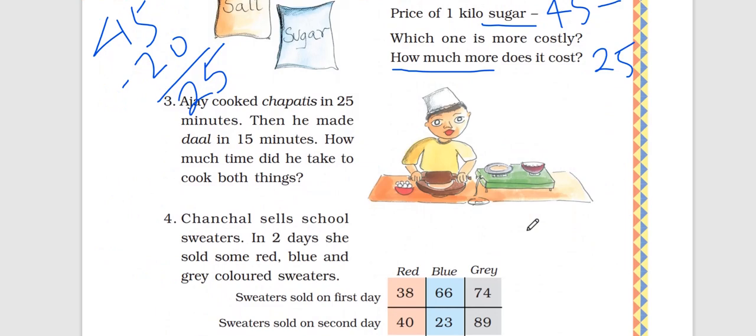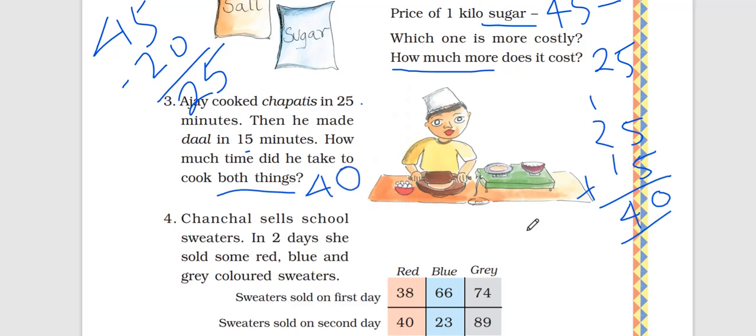Ajay cooked chapatis in 25 minutes. Then he made dal in 15 minutes. How much time did he take to cook both things? Both things is telling me together. So let's add 25 minutes and 15 minutes. 5 plus 5 ones is 10 ones. I'll put the 0 ones and carry the 10 ones as 1 ten into the tens column. 1 plus 2 plus 1 is 4 tens. So he spent 40 minutes to cook chapati and dal.